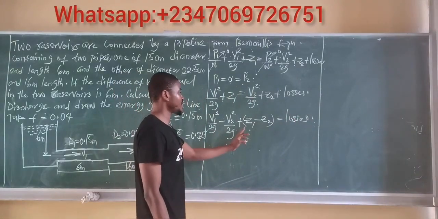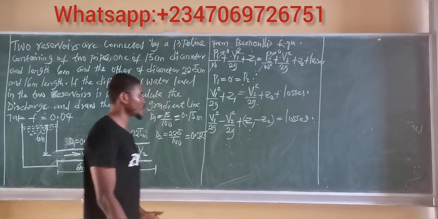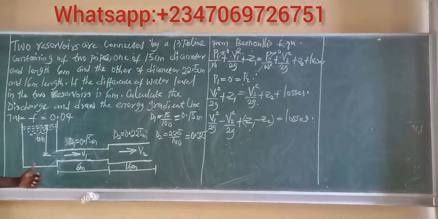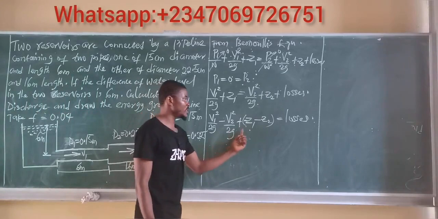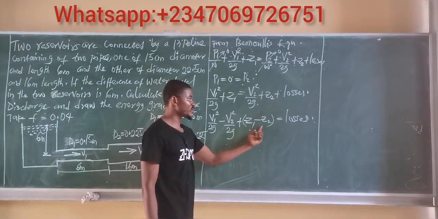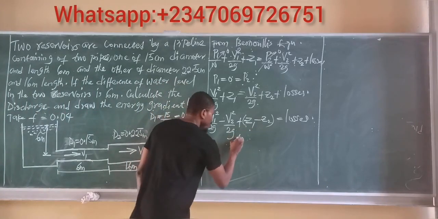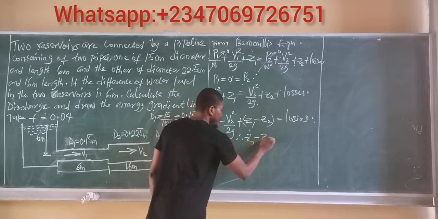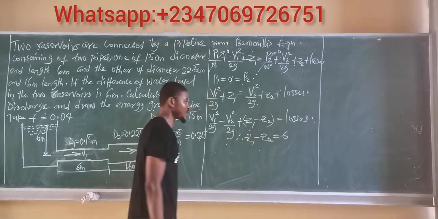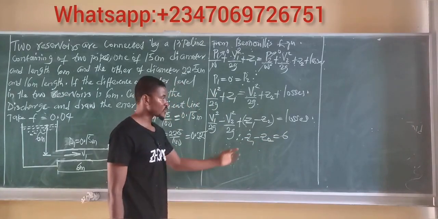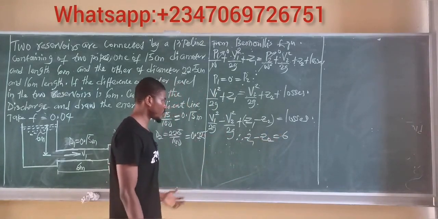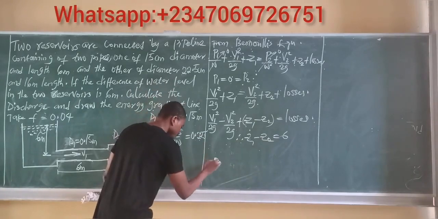Now, take note, Z1 minus Z2 is what? The difference in level between the reservoirs, which the question told us is 6 meters. So Z1 minus Z2 is simply 6 meters. That's the difference; the minus here connotes difference. So Z1 minus Z2 is equal to 6 meters from the question. Hence, you have that.